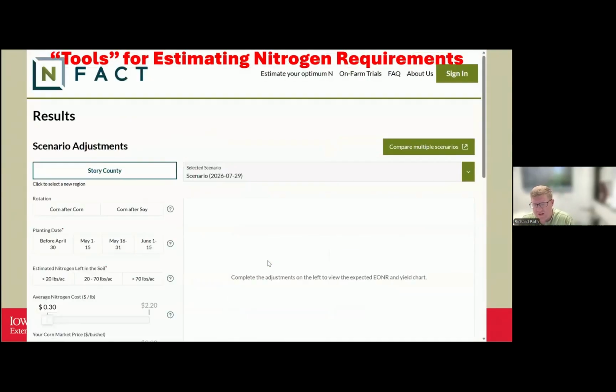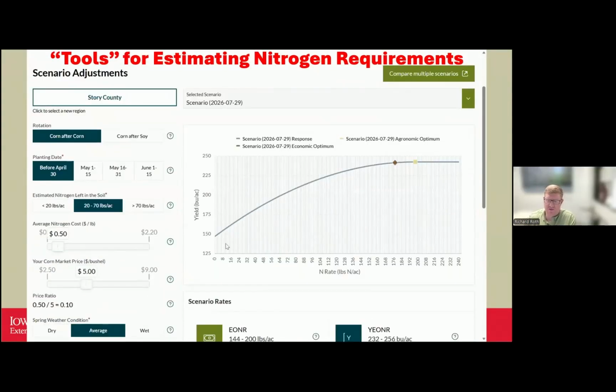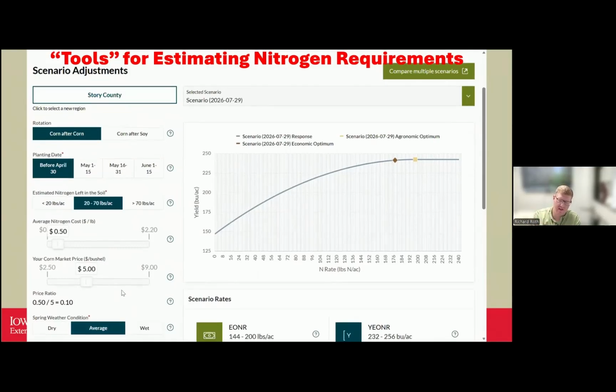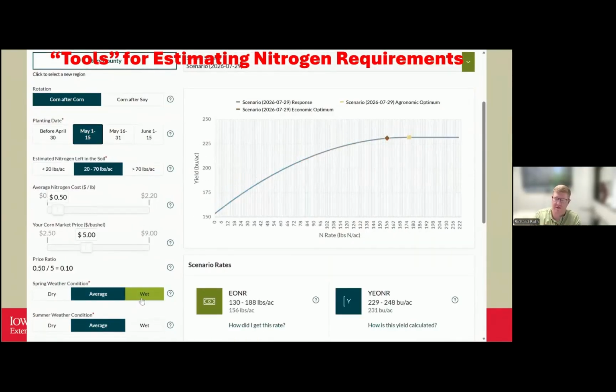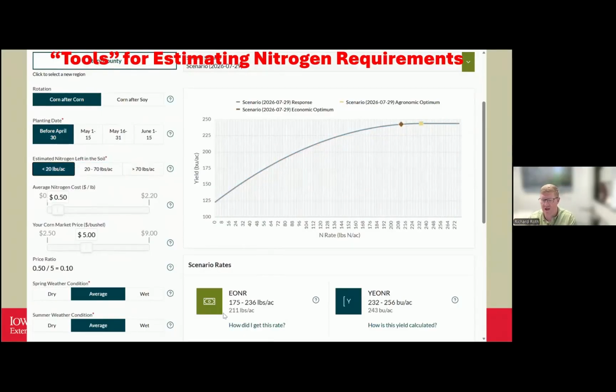You hit estimate, and it will bring up this curve, and you can scroll down, and underneath is going to be listed your EONR. So we're looking at that average number there, 177. On the left-hand side, you can play around with your inputs. For instance, here I changed planting date, and you'll notice we dropped from 177 to 156. So the later you plant, you might need less nitrogen. We reset that. Maybe we change our soil nitrate to the low category. You can see, okay, we have low soil nitrate when we go into the season, we need more nitrogen, right?